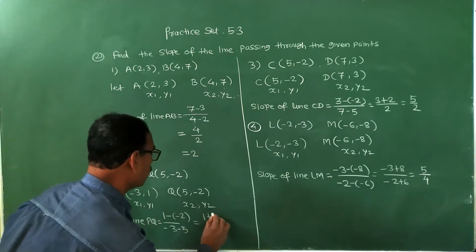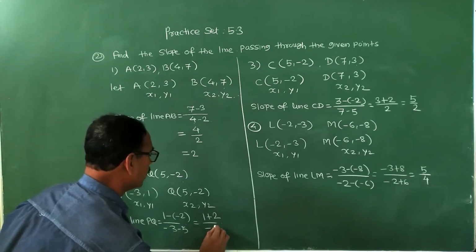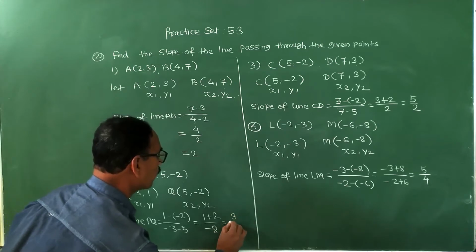Is 1 plus 2 upon minus 8, and this is equal to 3 upon minus 8.